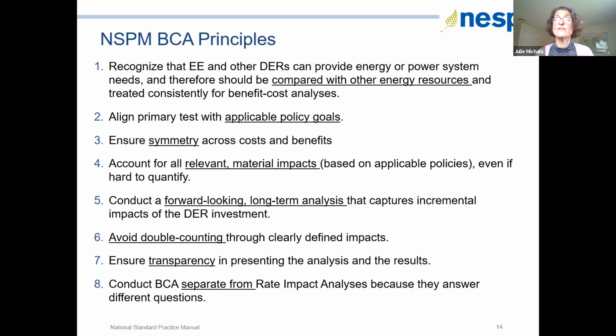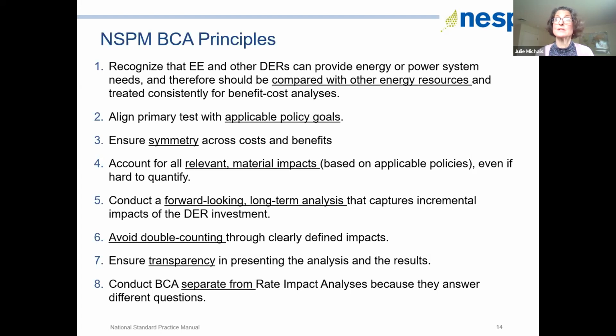Additionally, a siloed approach to valuing DERs can make it more complex for regulators, state energy offices and all stakeholders involved. And of course, a common framework can also allow for better comparison in prioritizing DER investments. The second principle is very important: align with applicable policy goals. The intent here is that for a jurisdiction to value resources, one needs to be clear about why we are investing in these resources in the first place, and ensure we've identified what those goals and objectives are and that they are then accounted for in the BCA, in the cost-effectiveness test.